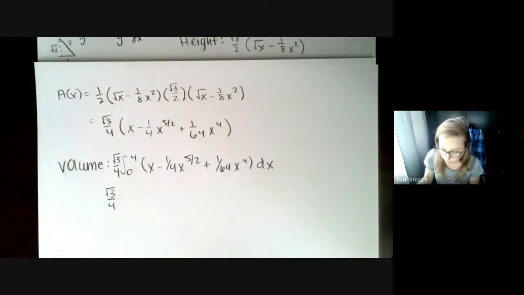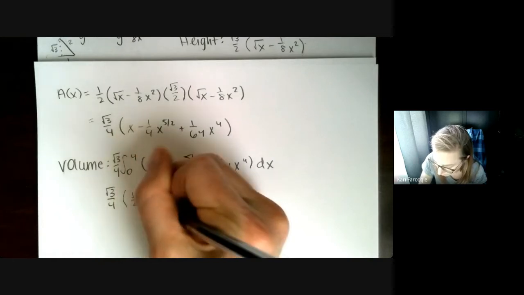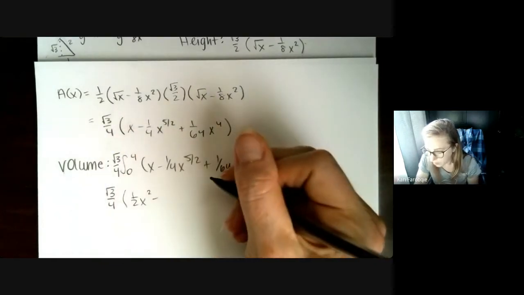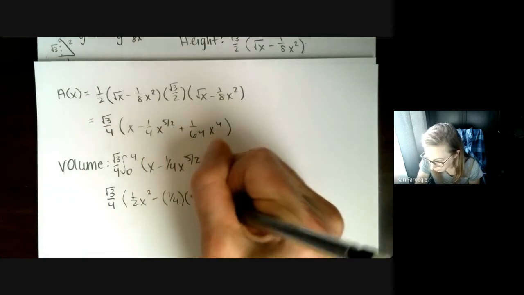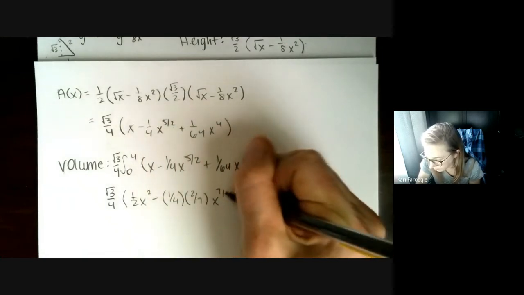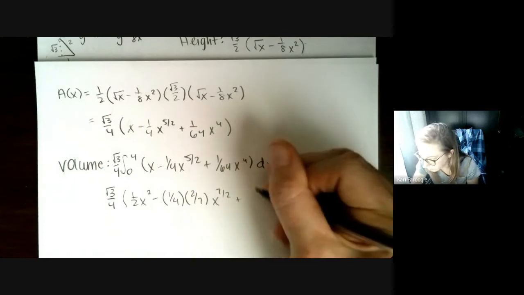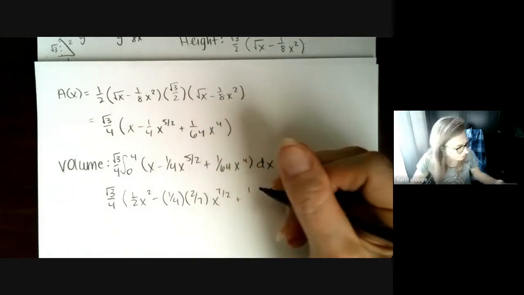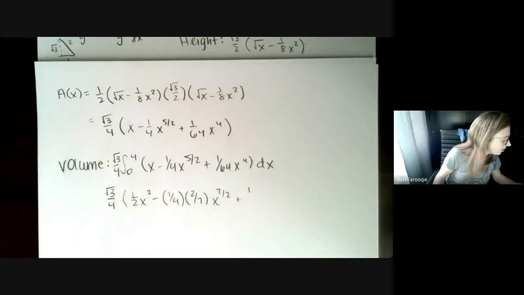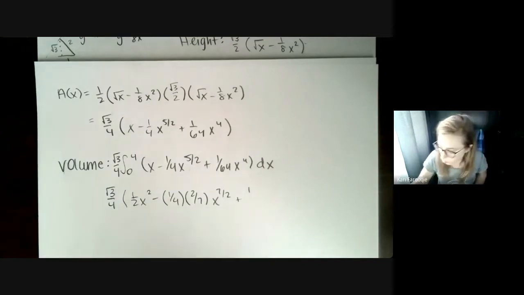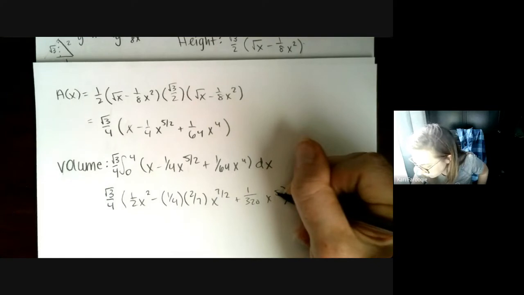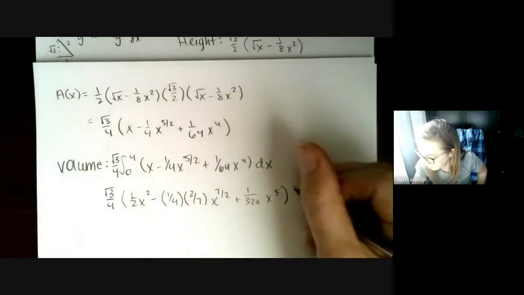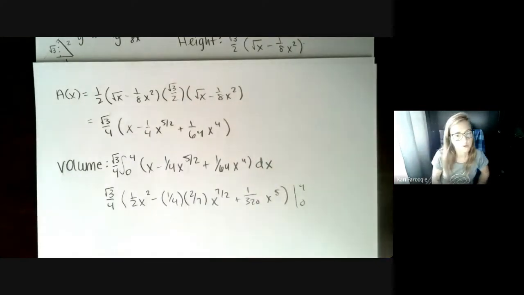And then we'll integrate. So this is 1/2 x squared. 5/2 plus 1 is 7/2. So we'll have 1/4 times 2/7 x to the 7/2. Plus, and then we'll divide by 5. 64 times 5 is 320 x to the 5th, from 0 to 4.